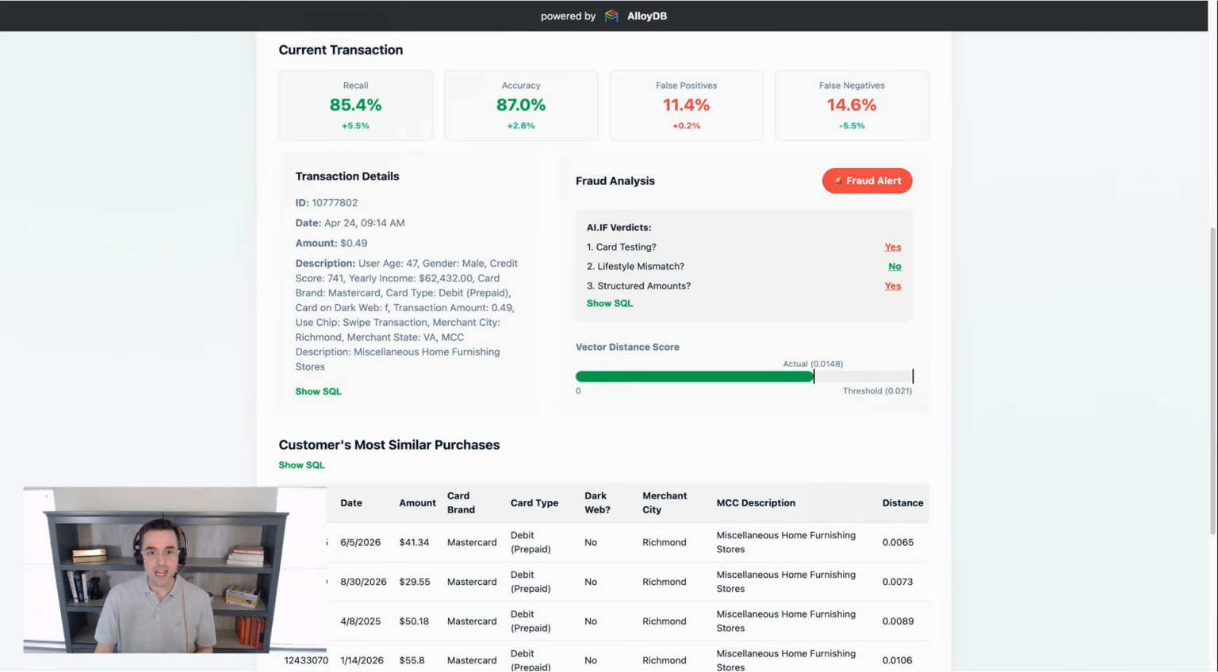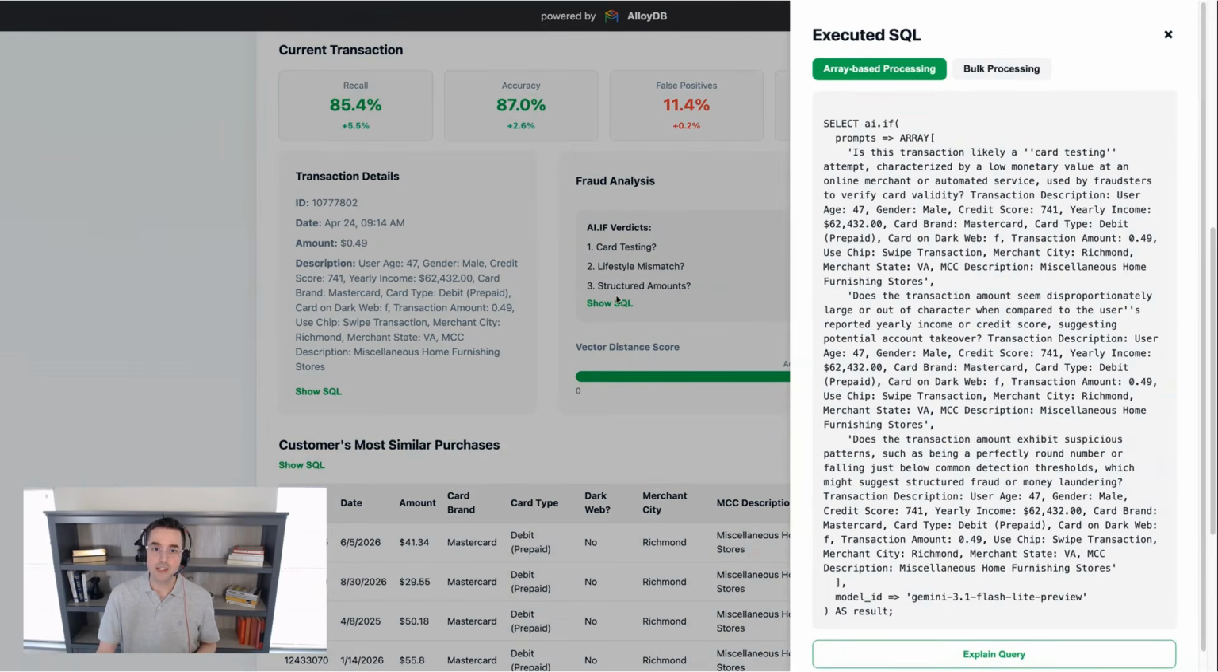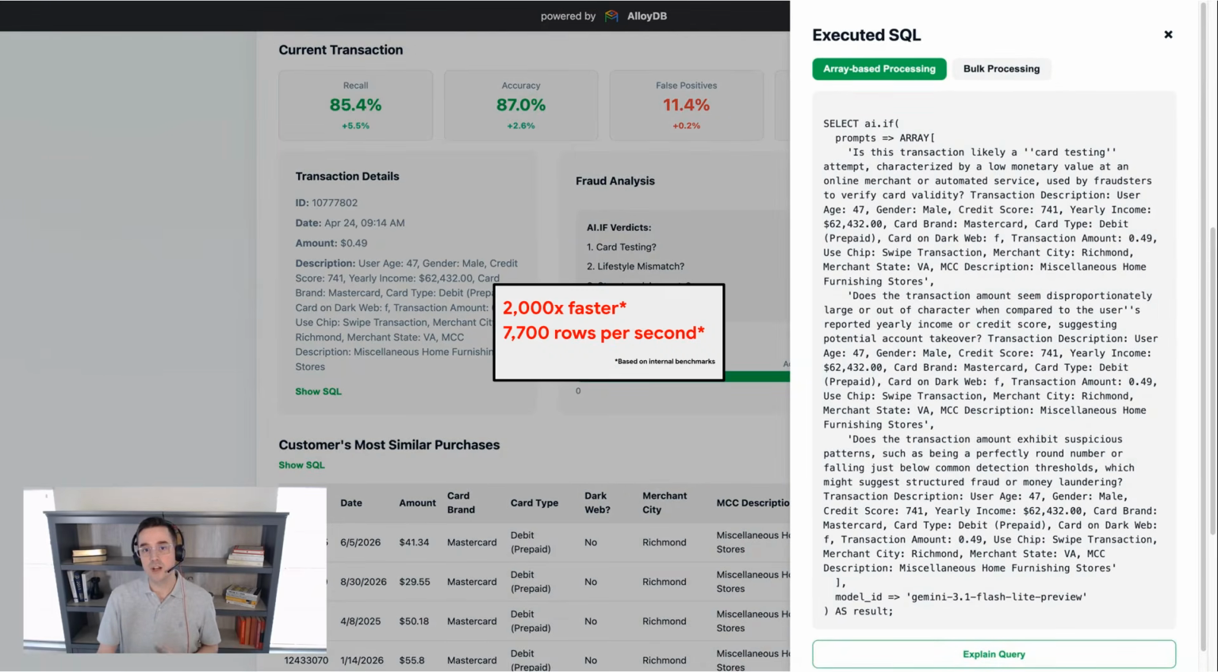Now, you might worry that calling an LLM for every transaction could kill your database's performance. This is where AlloyDB changes the game. For investigating transactions as they arrive, our benchmarks have shown that array-based processing delivers a 2000x performance boost, processing up to 7,700 rows per second.